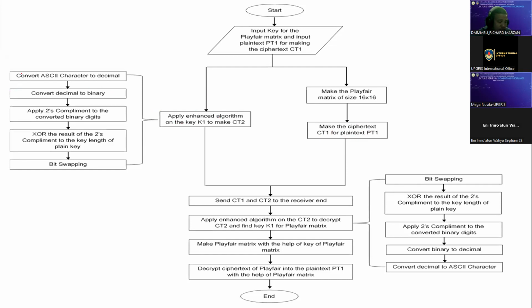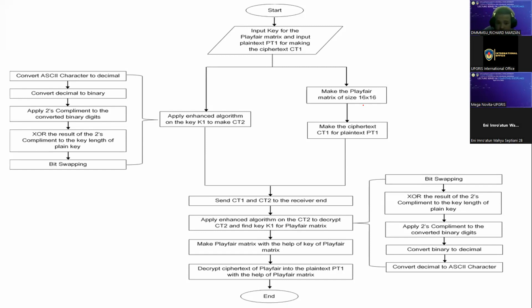So first, in this study, I converted the key from ASCII character to decimal. After converting that, I convert the decimal into binary. Then I apply the 2's complement to the converted binary digits. Okay, then after that, XOR the result of the 2's complement with the key length of the plain key. Then again, we have the bit swapping. Okay, then after that, it will send the CT1, or the ciphertext 1, and the ciphertext 2 to the receiver.